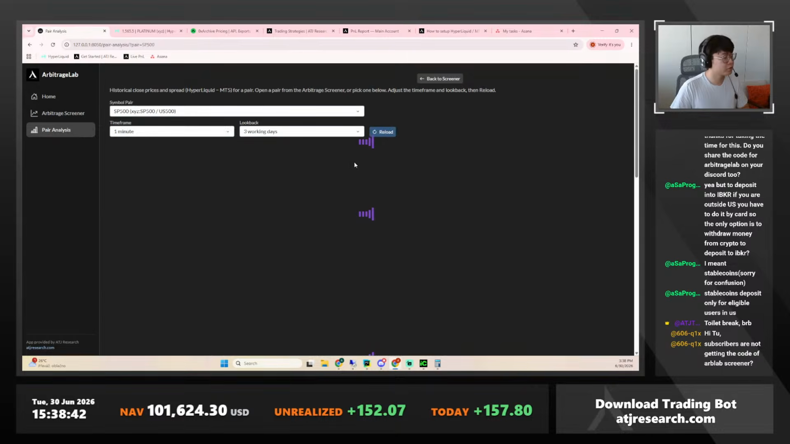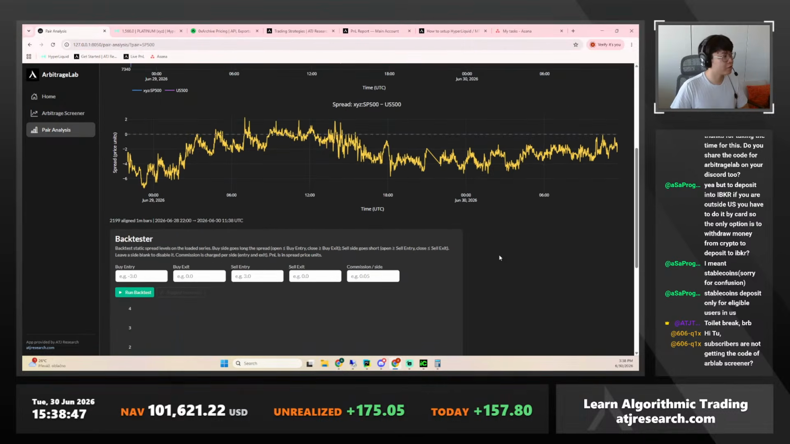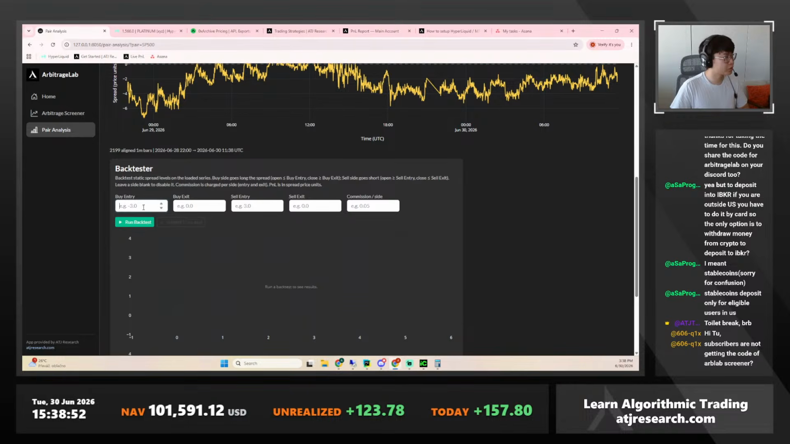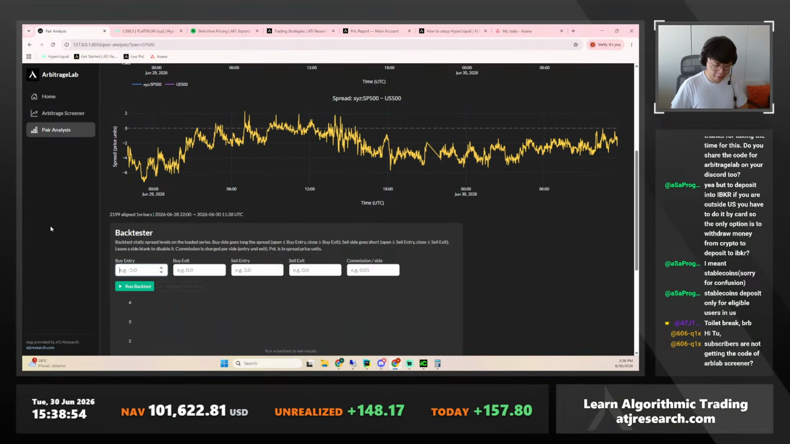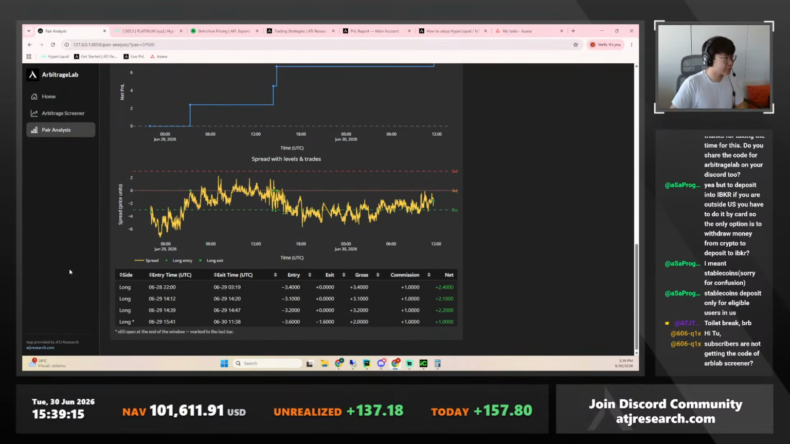Let's actually use this as the URL parameter. And so down here we have a backtester. So here what we have is we can try to buy at -3. We can exit at 0. We can sell at 3. We can exit at 0, and we can pay, I don't know, 50 cents per trade per side. So now we can run the backtest, and this is our equity curve.